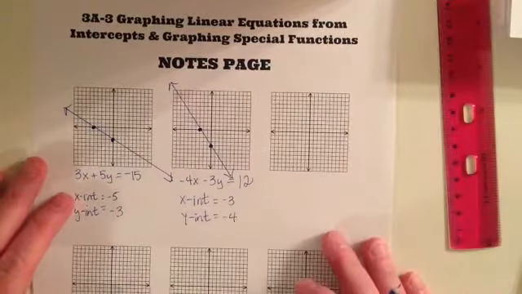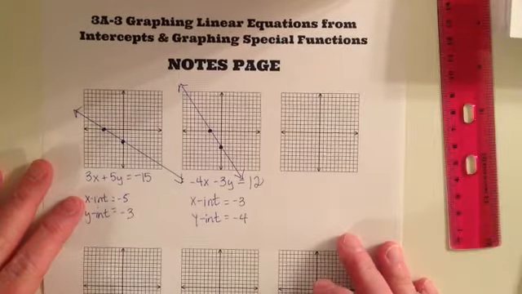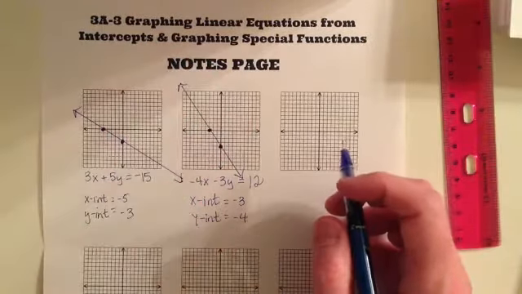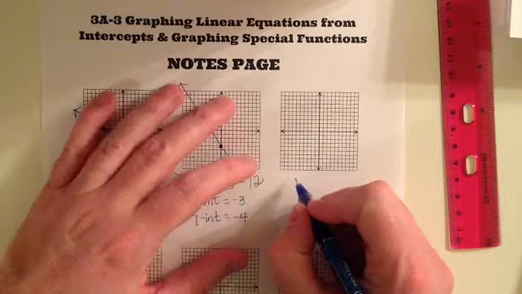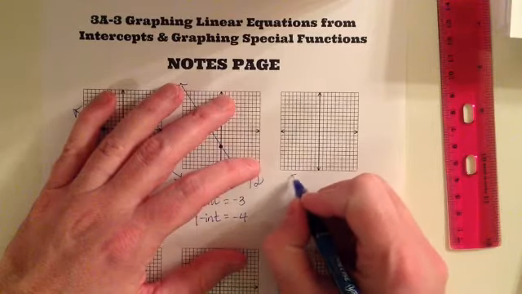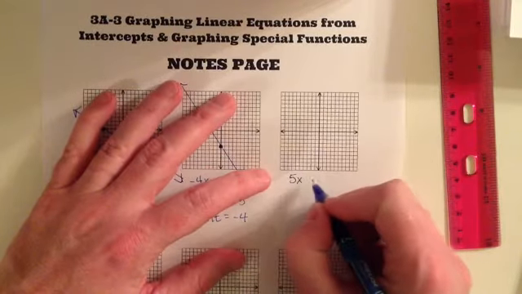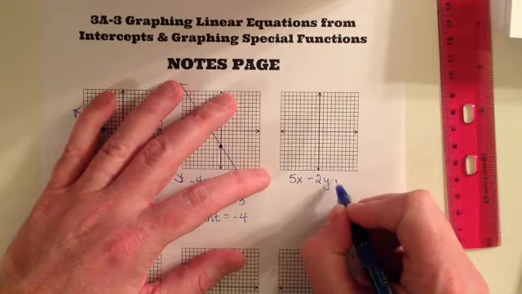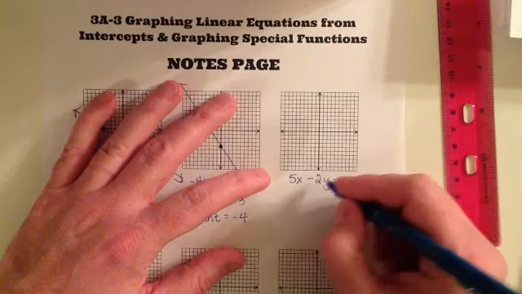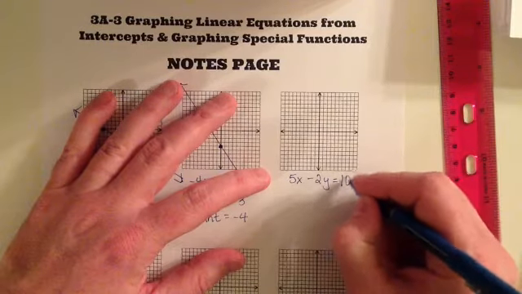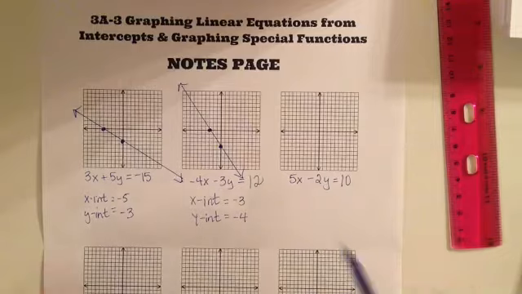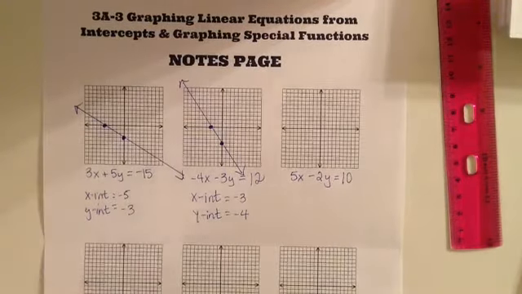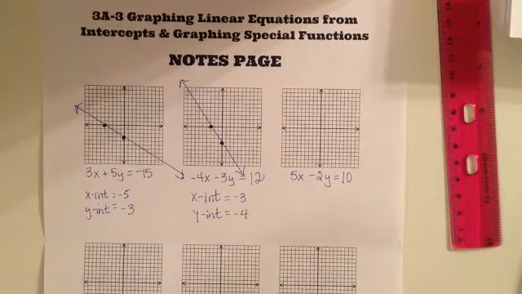Now I'm going to give you another one that I want you to practice, but I'm not going to do it with you. So what I'd like for you to do for Math Workshop is to graph this equation. Let's do 5x minus 2y equals 10. Find the x-intercept and the y-intercept, and then graph that together. Okay? Now that was graphing from intercepts.